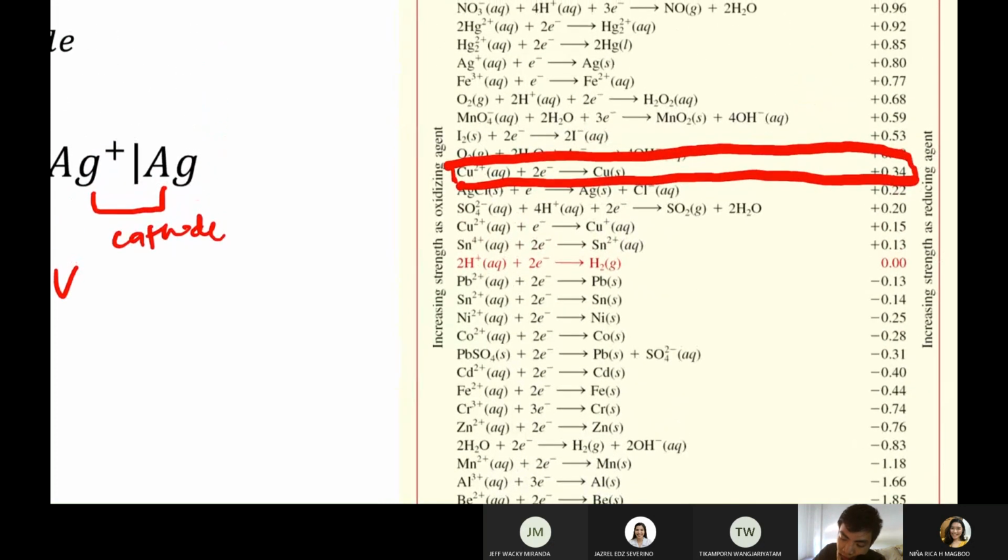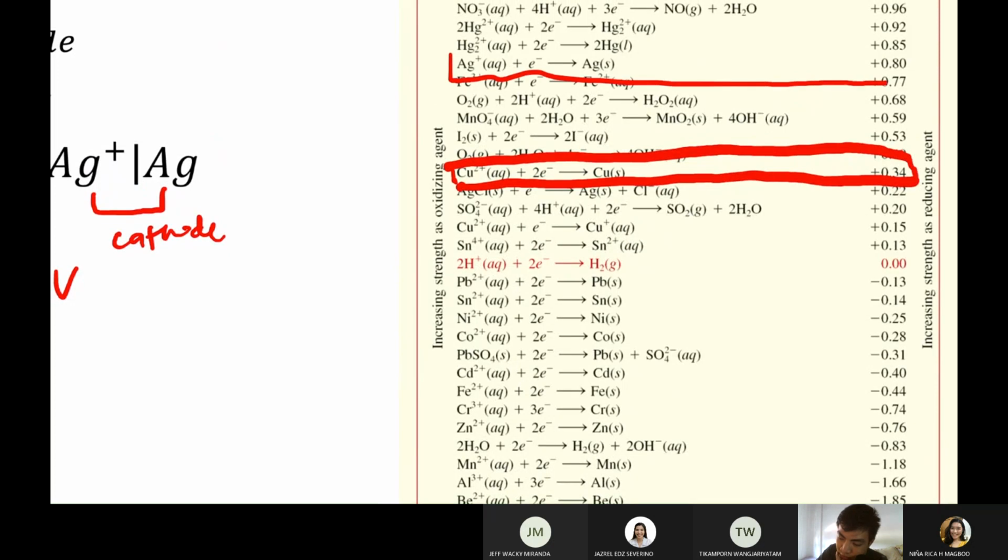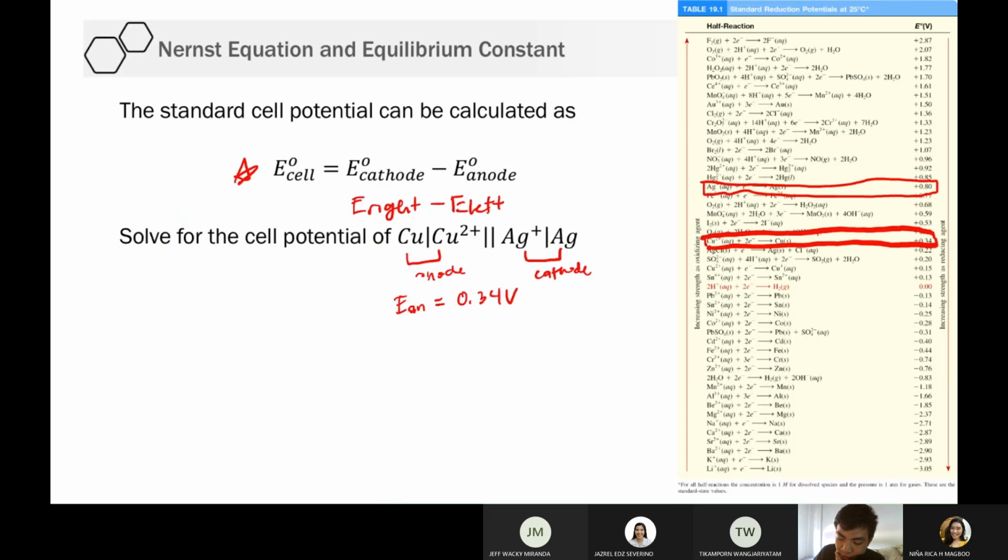So this is the silver ion to silver reaction. The cell potential of that reaction is 0.80 volts. E cathode is 0.80 volts. Since you know the cell potentials given on this table, all you have to do is plug them into our equation.